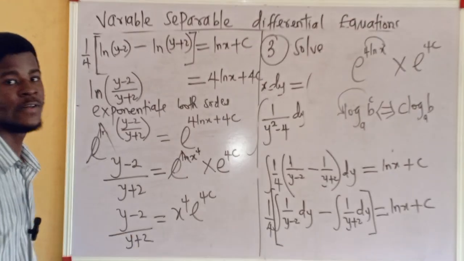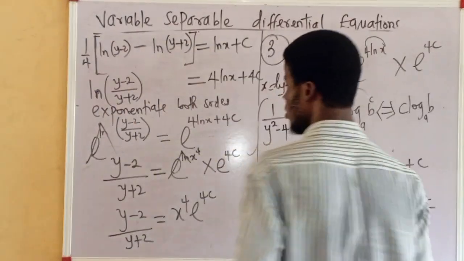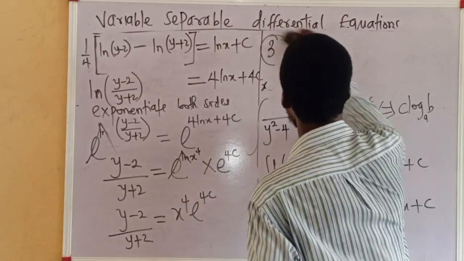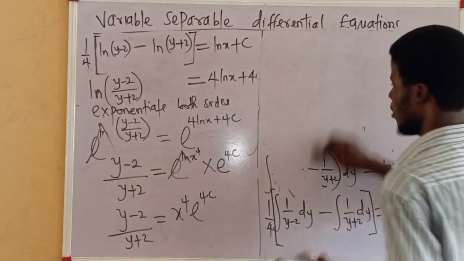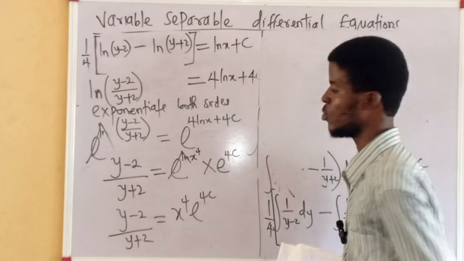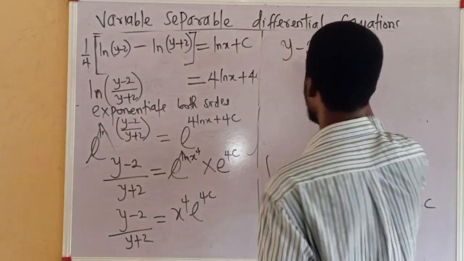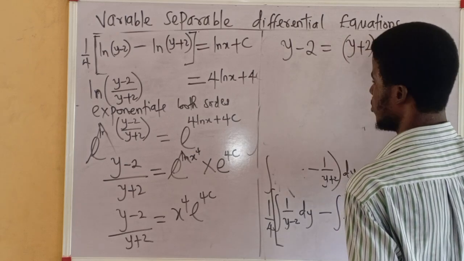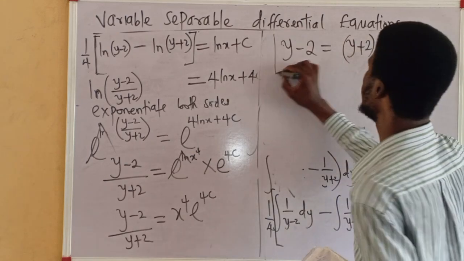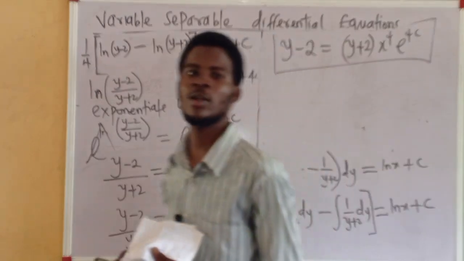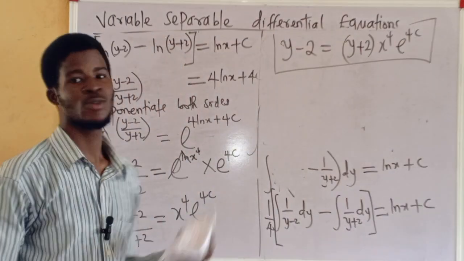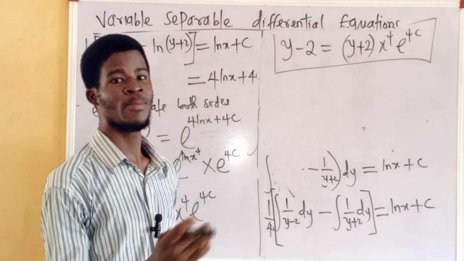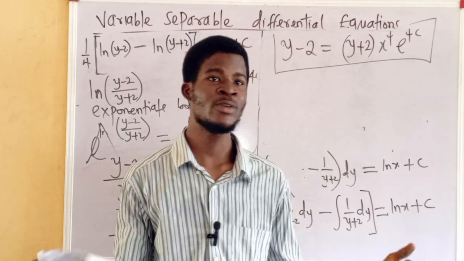Good. The equation is free from natural logarithms and logarithms in total. In just one more step, we can clear the fraction. If we multiply both sides by y plus 2, we have y minus 2 equal to (y plus 2) times x to the 4th times e to the power of 4c. So this is the general solution to the differential equation that we're given. We applied the method of separation of variables.